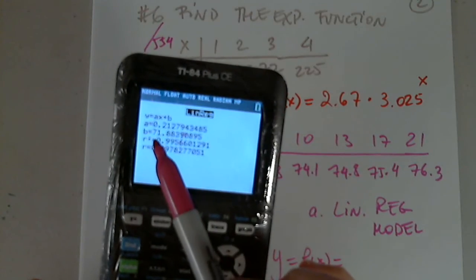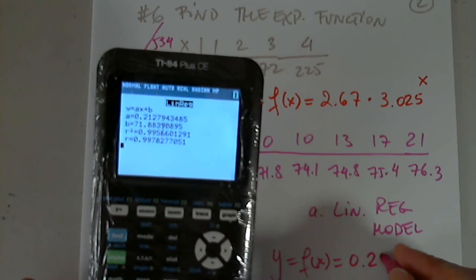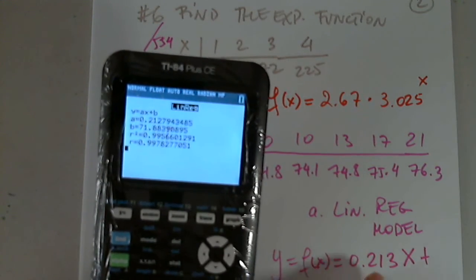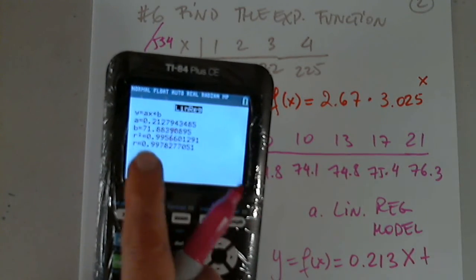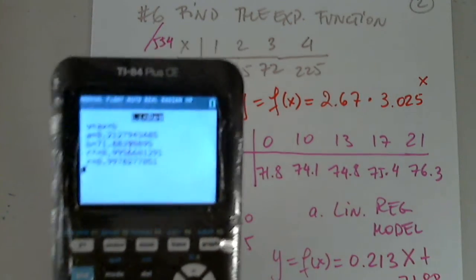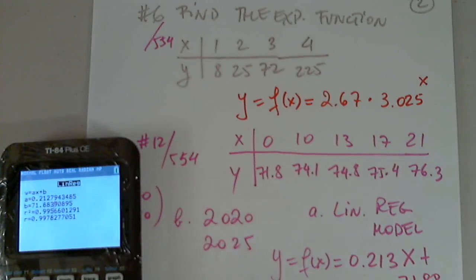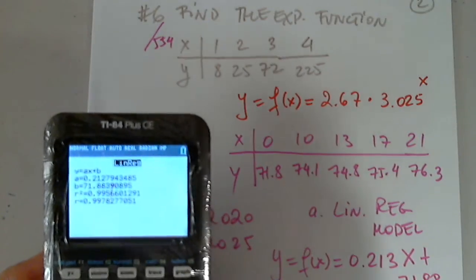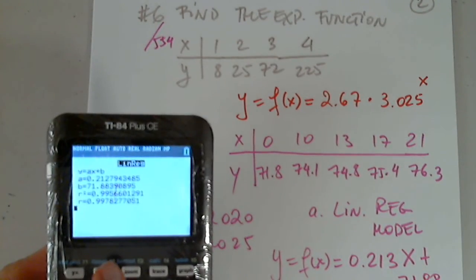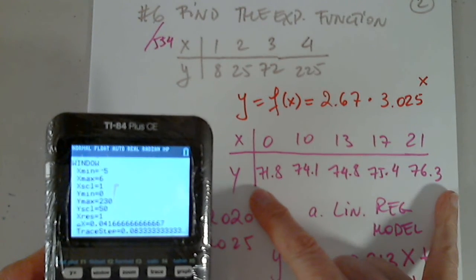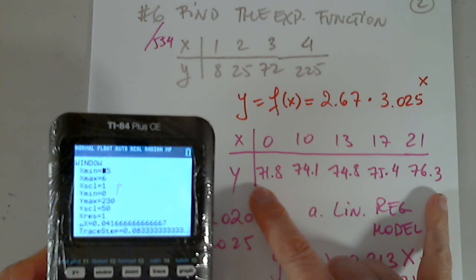So it's y equals, or f of x equals, same thing, a x plus b: 0.213 x plus the y-intercept. The slope is 0.213 and the y-intercept is 71.88. If I want now to graph this function, just to see what I determined in case I needed, I'm just going to have to use the window again, make sure that x is somewhere between 0 and 21, make sure that y is somewhere between 60 and 80.